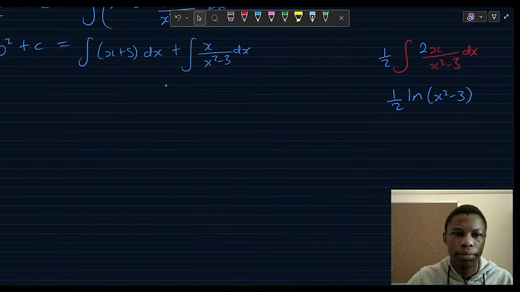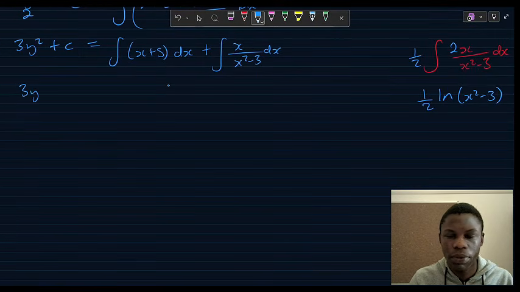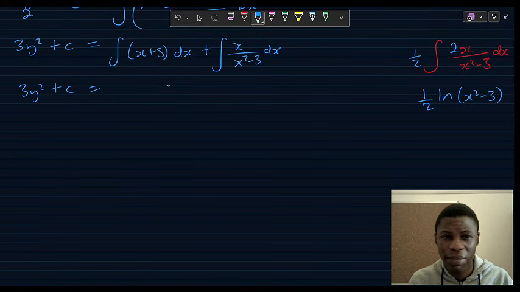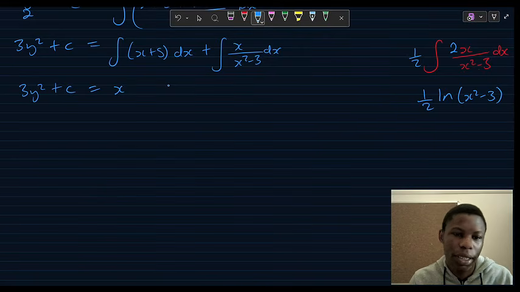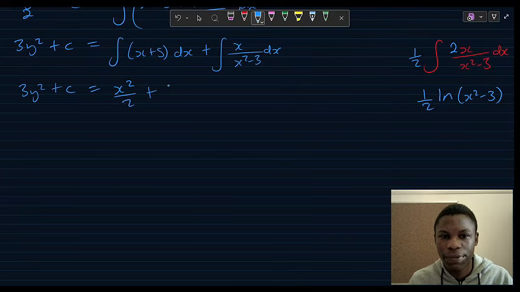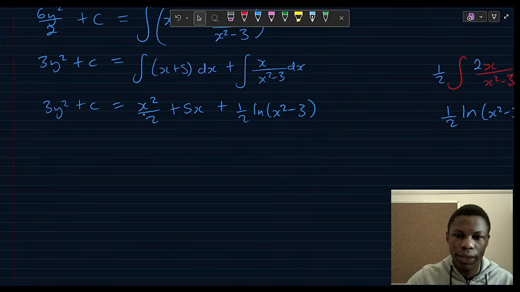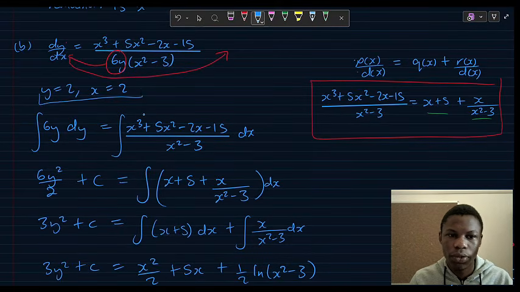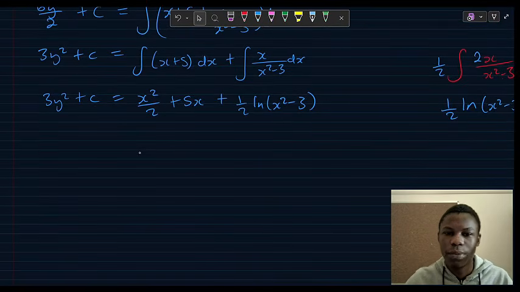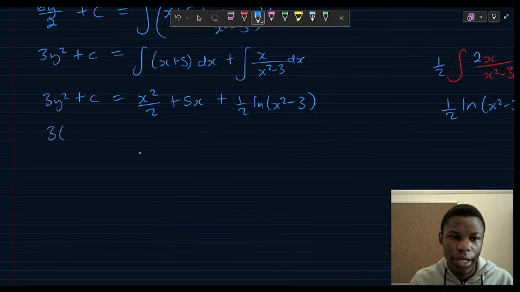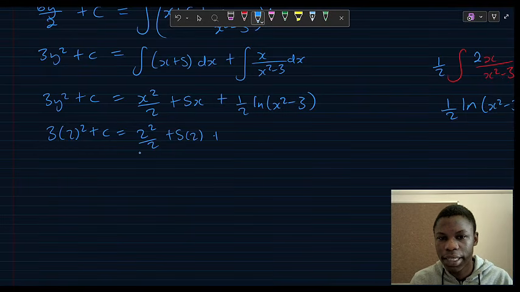And so coming back here, we have that 3y squared plus c is equal to the integral of x plus 5. So integrate the x, add 1 to the power: you get x squared over 2, plus 5 becomes 5x. And then the integral of x over x squared minus 3 dx, we found that out to be half ln x squared minus 3. Okay, perfect. So that's our result there. And remember, we were told that when y is equal to 2, x is equal to 2. So we can use that information to find our constant of integration. So that becomes 3 times 2 squared plus c is equal to 2 squared over 2 plus 5 times 2 plus half the natural logarithm of 2 squared minus 3.